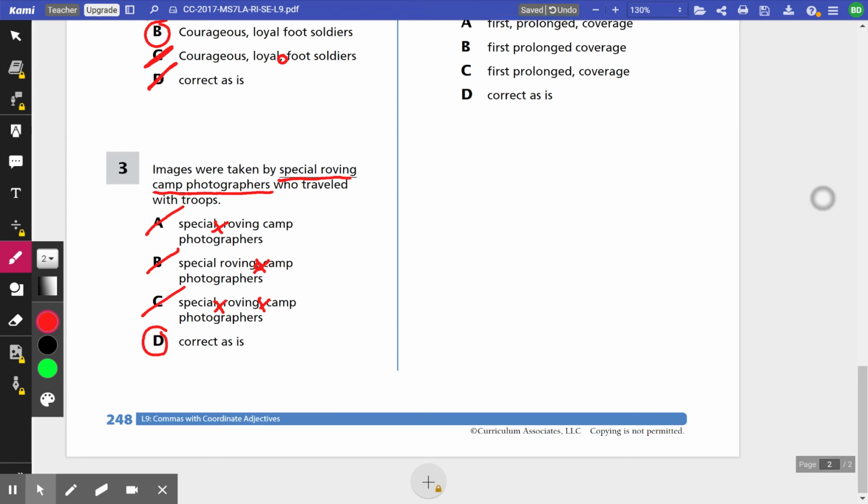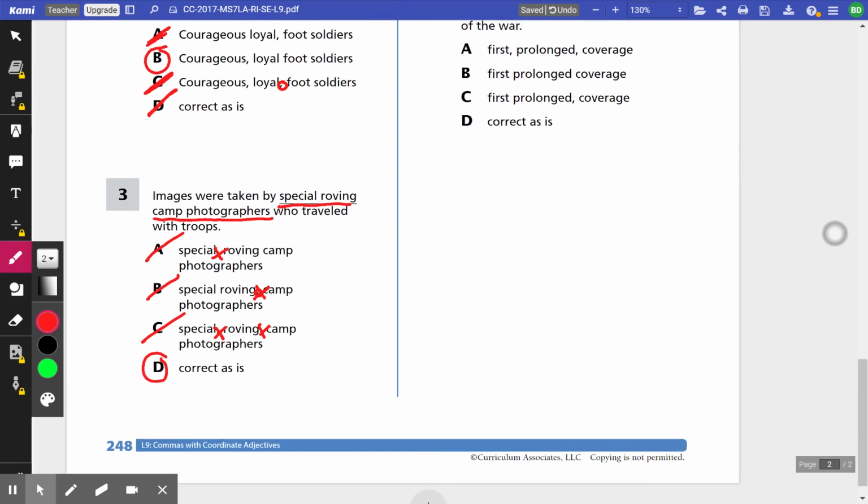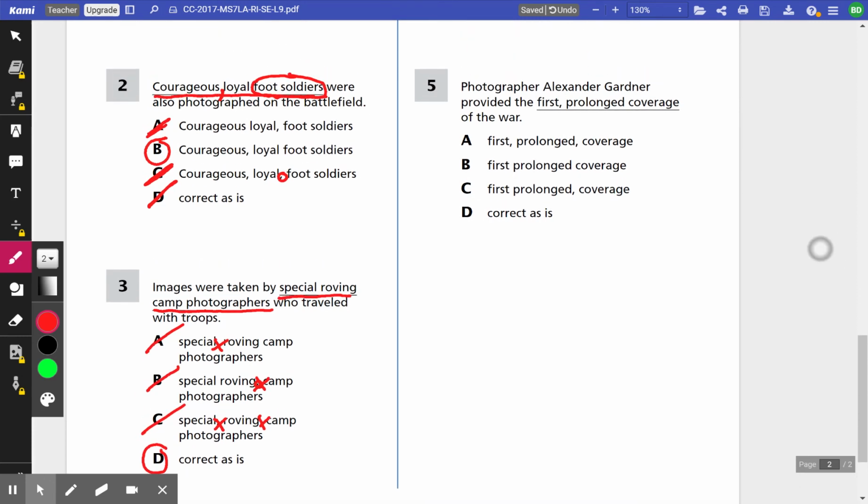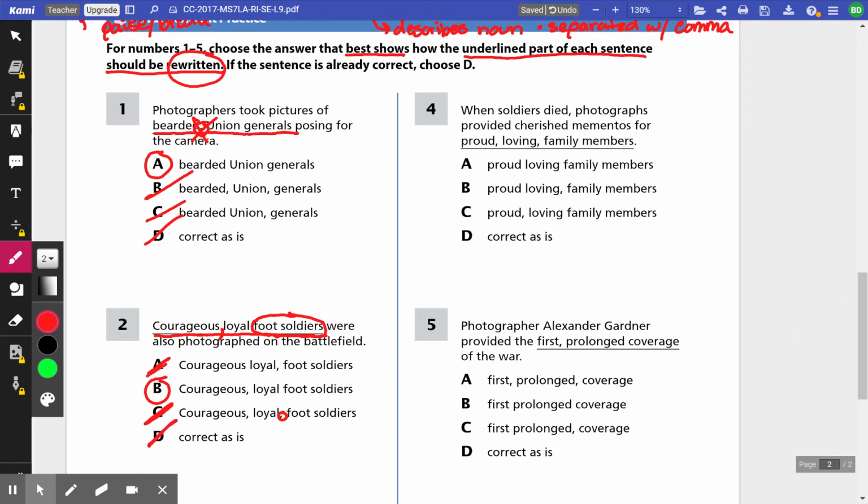So answer choice D is the only one that works because this is perfect as it is. It didn't need us to do any work on it. All right, so let's go ahead and look at number 4.